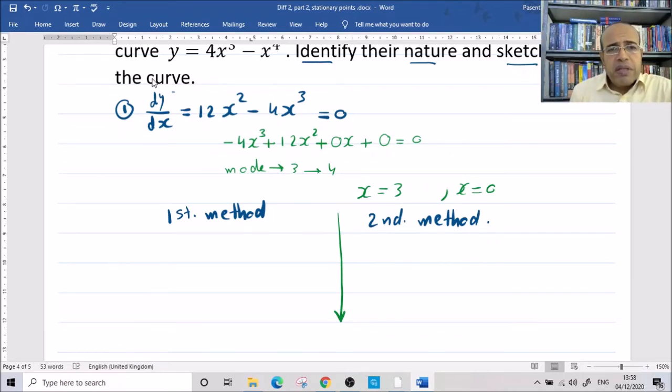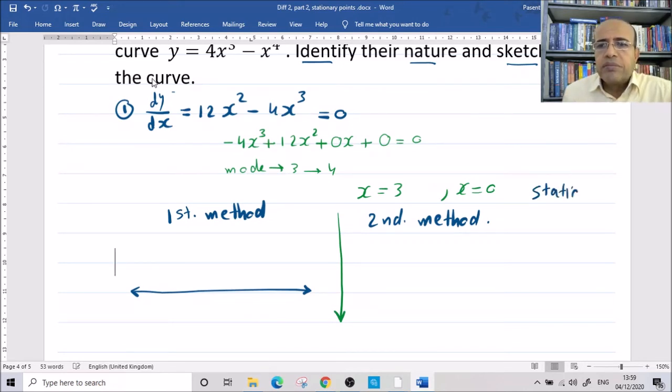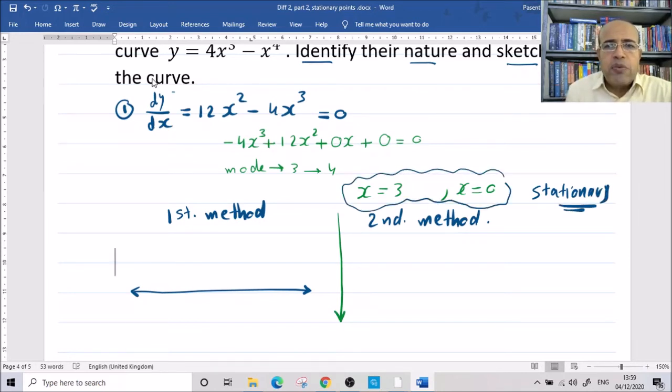Now, in method number 1, we draw the number line. So, this is the number line. We put the stationary points in order. Those are the stationary values, x equals 3 and x equals 0. We put them in order on the number line. So 0 comes before 3.